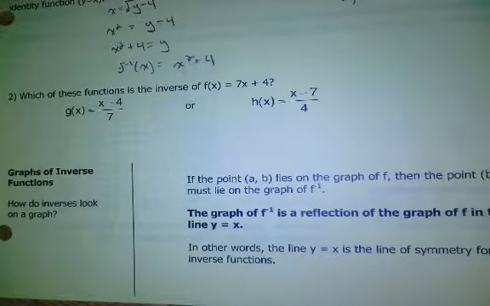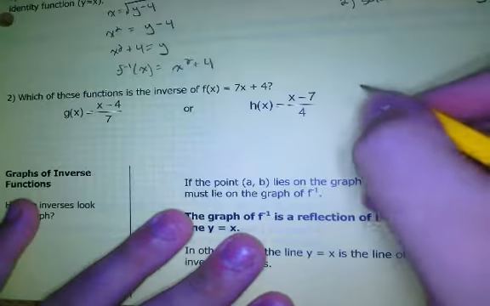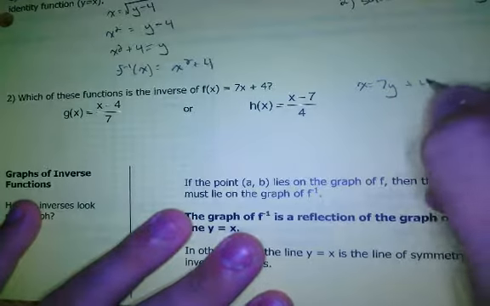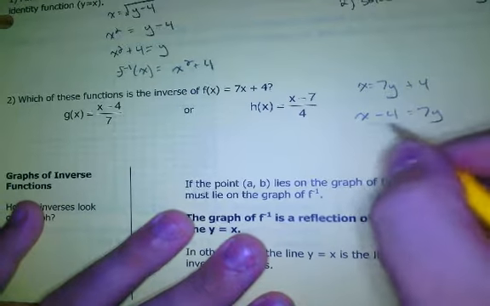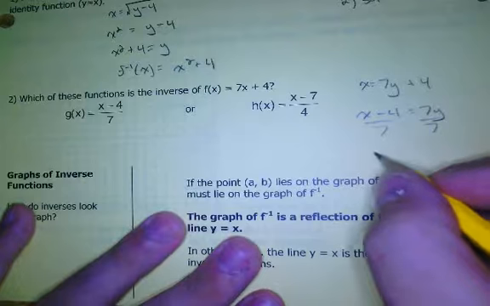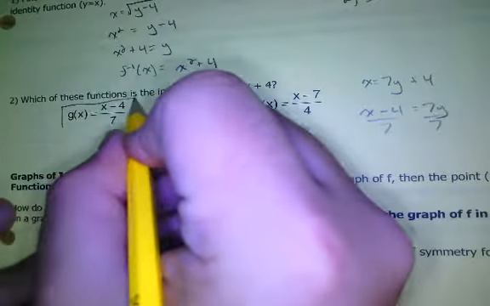Okay, number 2. Which of these functions is the inverse? How do you know? Oh, you just switch. So you can do that in your head? No. No! Quite smart people. I couldn't do that fast either, to be honest with you. I would actually show all the work. So we're going to get x equals 7y plus 4. So we subtract the 4, divide by the 7. So it's the first one then, you're saying? Yeah, I agree.